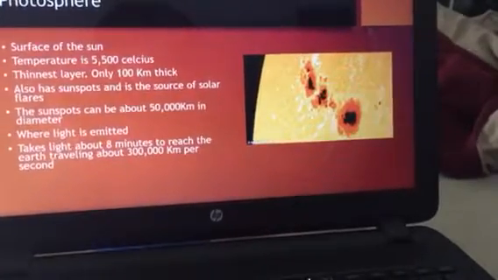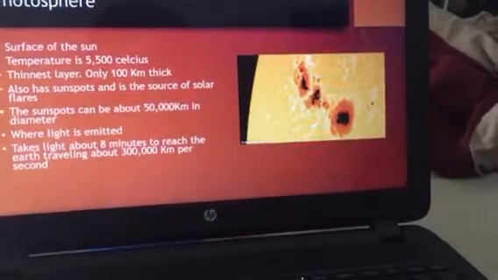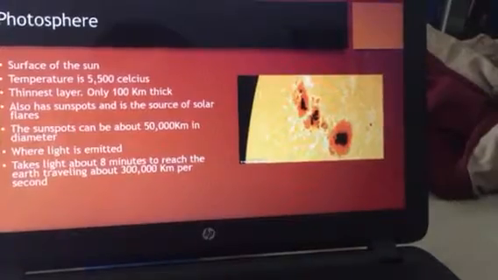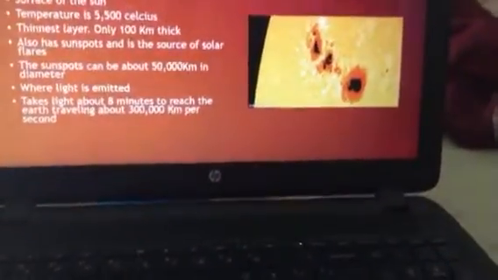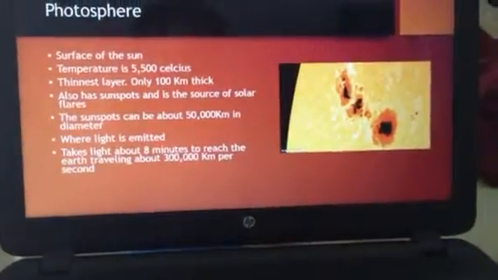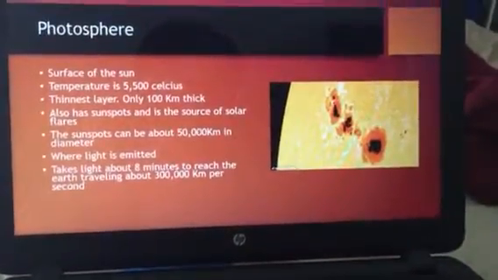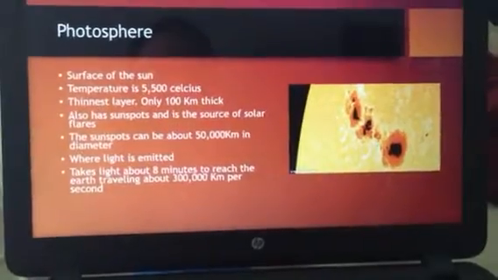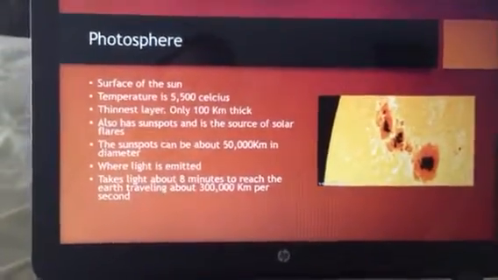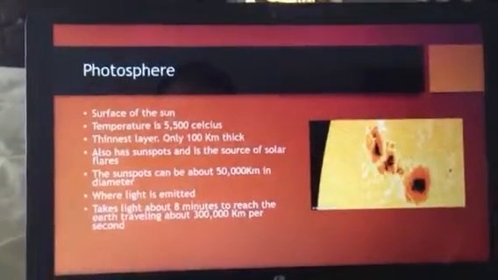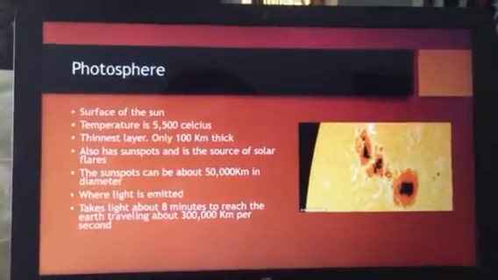This layer is where the light is emitted. It takes light about 8 minutes to travel to Earth from the sun, traveling at, of course, the speed of light. So, to think about it, if the sun went out right now, then we would still have about 8 minutes of good sunlight until the world went completely dark.